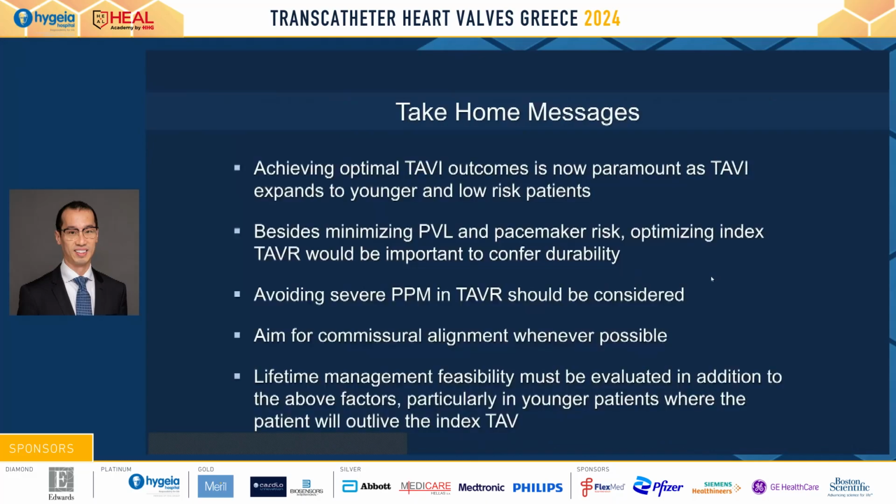So in summary, achieving optimal TAVI outcomes is now paramount as TAVI expands to younger and low-risk patients. Besides minimizing PVL and pacemaker risk, optimizing the index TAVR procedure will be important to confer durability. You want to avoid severe PPM and also aim for commissure alignment whenever possible. And lifetime management feasibility must be evaluated in addition to the above factors, particularly in younger patients where the patient will likely outlive the index TAV.